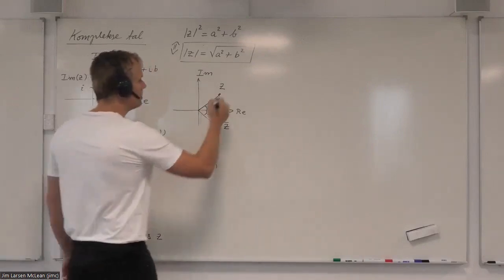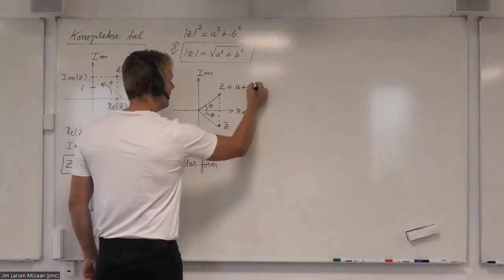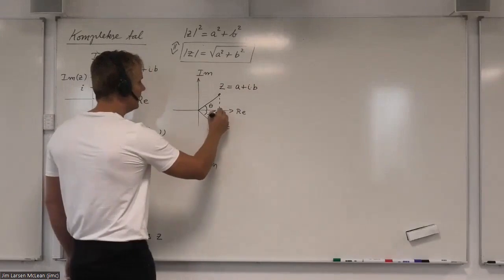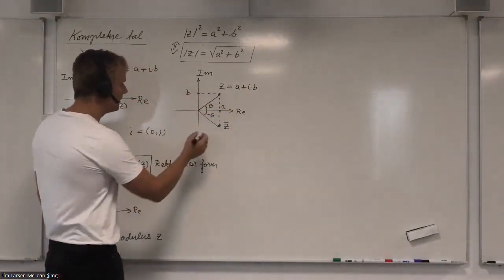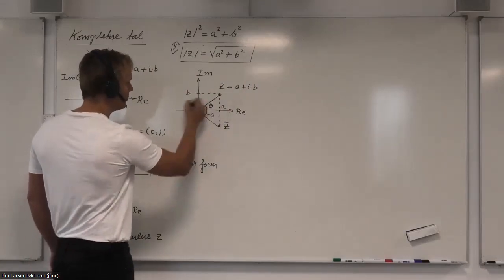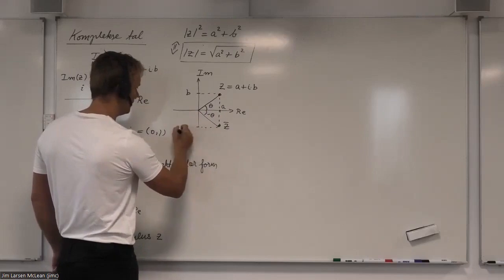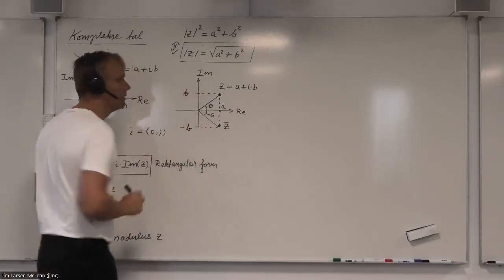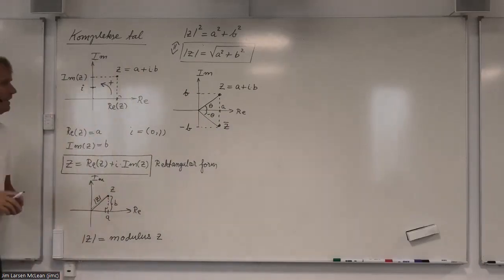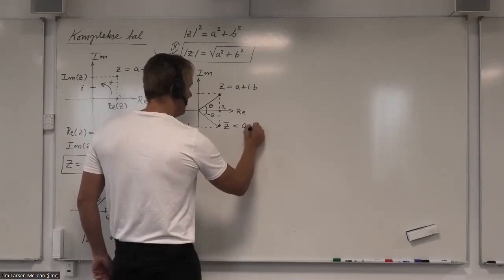And you can also imagine if the complex number is called a plus i times b, so this would be a, and up here would be b. Well, if we mirror this position around the real axis, then down here it would be minus b. And that means the conjugate is going to be a minus ib.